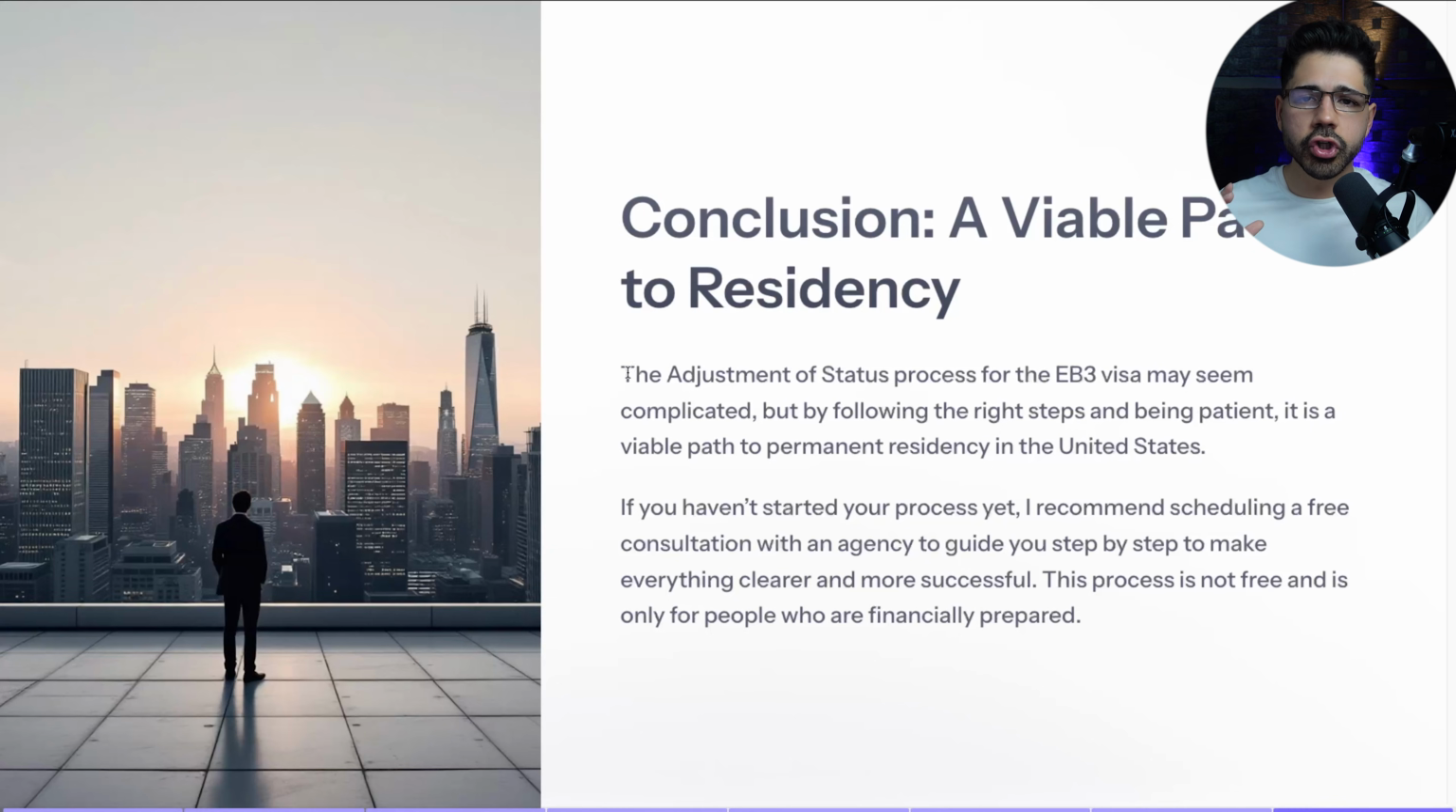So guys, my conclusion is the adjustment of status process for the EB3 visa may seem complicated, but by following the right steps and being patient as well, it's a viable path to permanent residency in the United States.